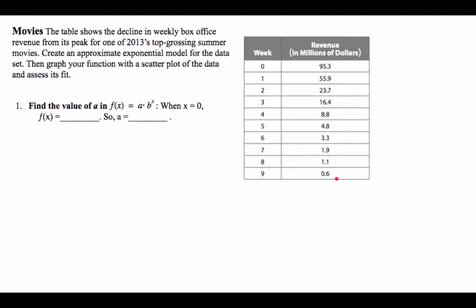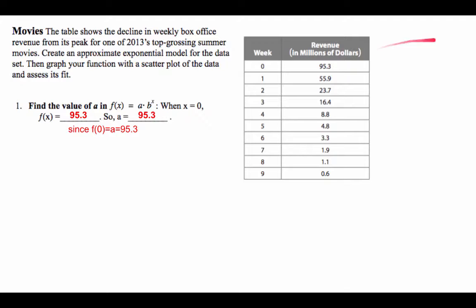So we're trying to model this as an exponential function. We know that when x equals 0, f of x was $95.3 million, and we know that f of 0 is a. It could be f of 1, whichever is the first value. So that is the initial value, so a is 95.3. We need to find b.